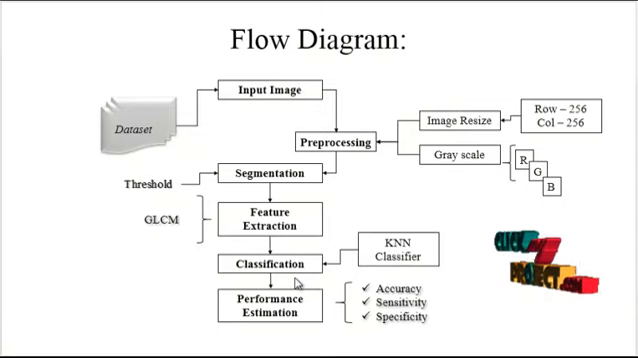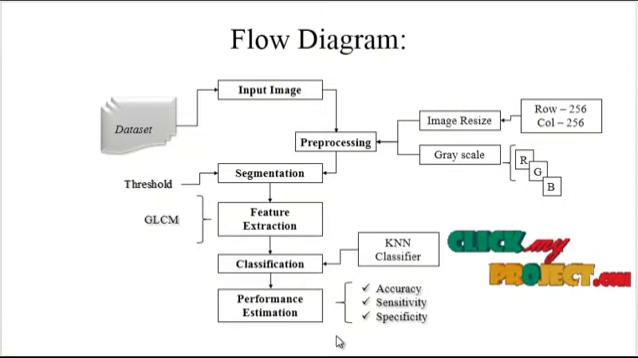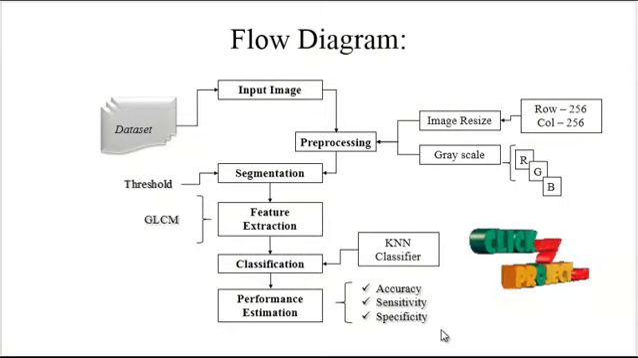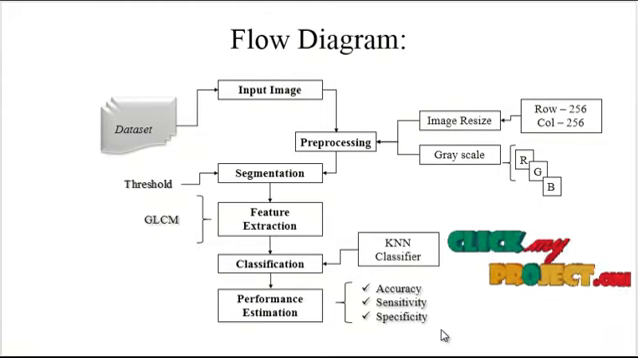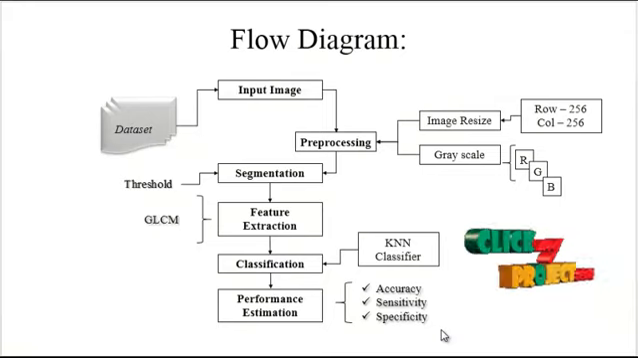Then finally, the performance estimation. In this performance estimation, we have three kinds of performance: accuracy, sensitivity, and specificity. Based on these three parameters, we can justify whether our process is efficient or not.